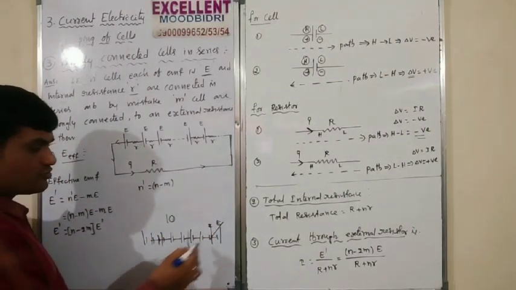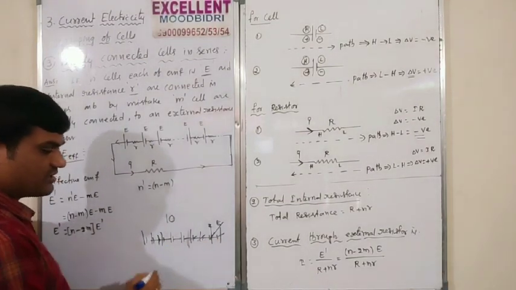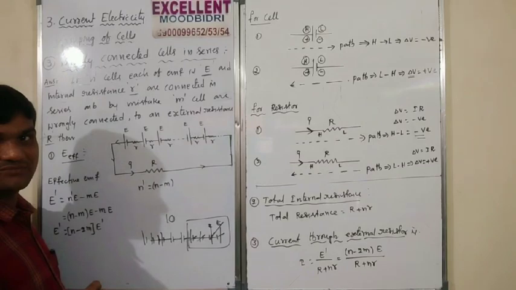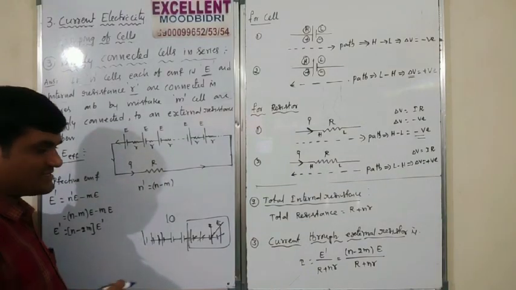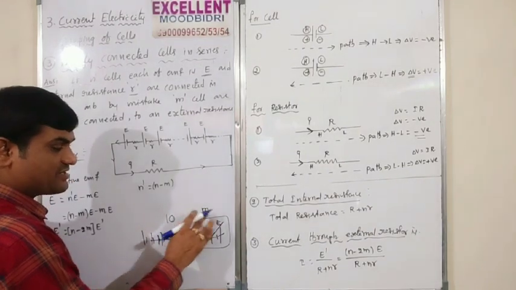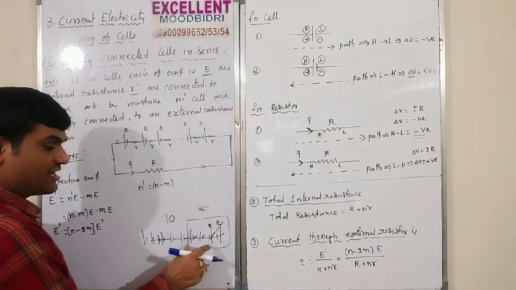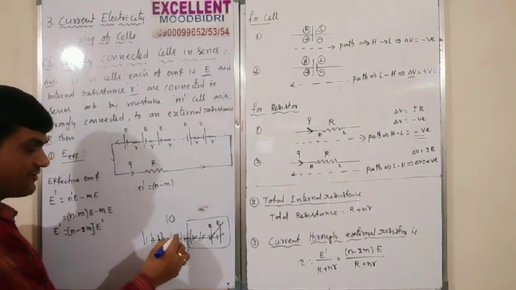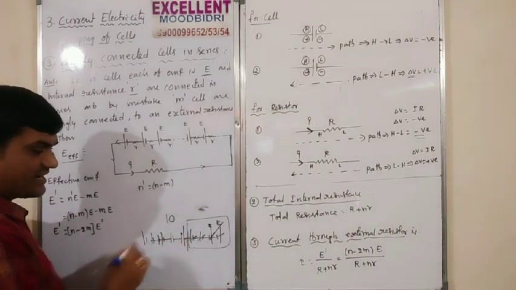For example, 2 cells I connect in reverse order. Then what happened? So first cell this one, this one, this one. Total 4 cells will go. Correct? So M cells are there. So 2 cells I connected in reverse order. 2 cells connected in reverse order means how many cells will go? 4. For example, 3 cells I connect in reverse order.